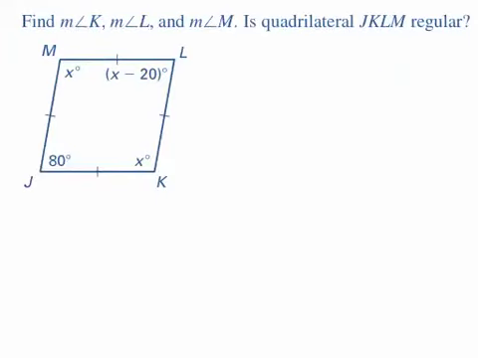The next example says find the measure of angle K, the measure of angle L, and the measure of angle M. Is quadrilateral JKLM regular? Remember, to be regular, you have to have equal angles and equal sides, or congruent angles and congruent sides. We do know that they have congruent sides because each side has one tick mark, telling us that they are congruent.